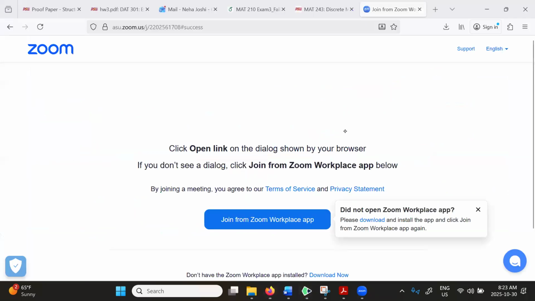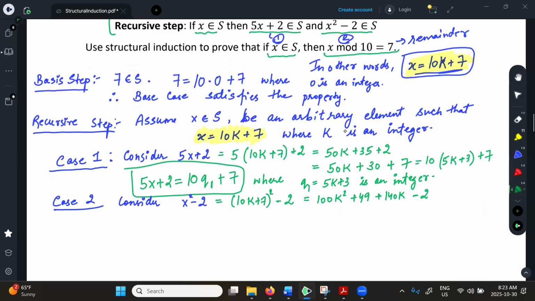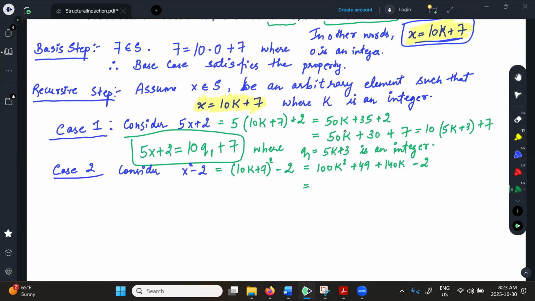Can you do that? Move things around, play with this. I need a plus 7 at the end and a multiple of 10. So I'm just going to keep the 100k square plus 140k together. And 49 minus 2 is 47. Okay, this is easier than I thought. This will be 100k square plus 140k plus 40 plus 7.